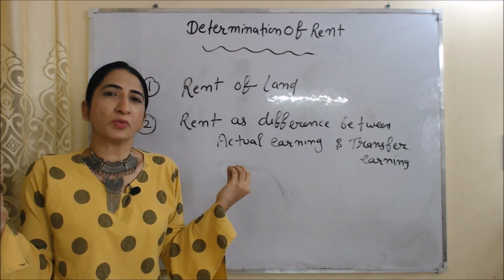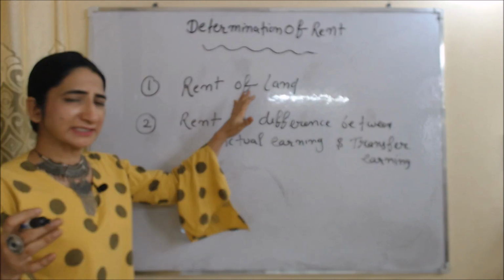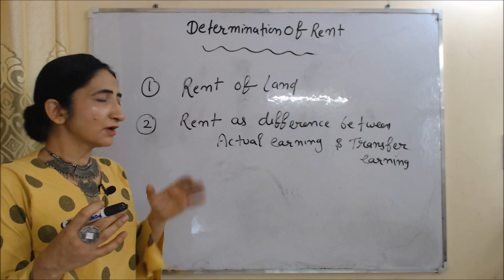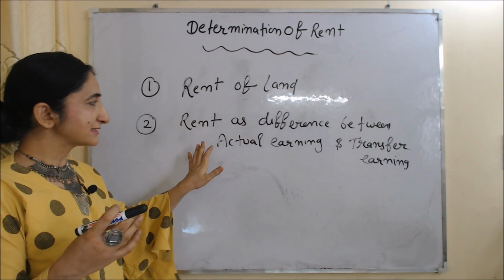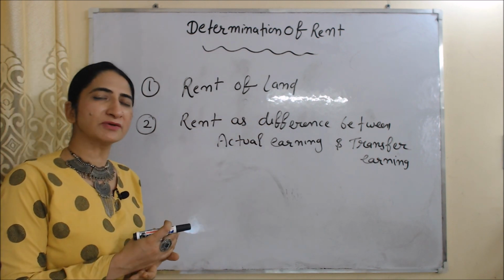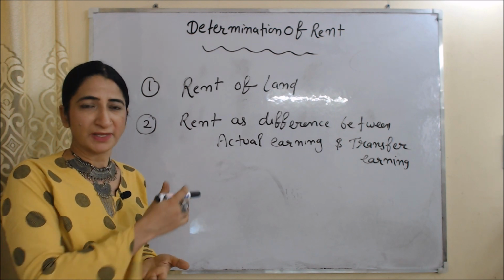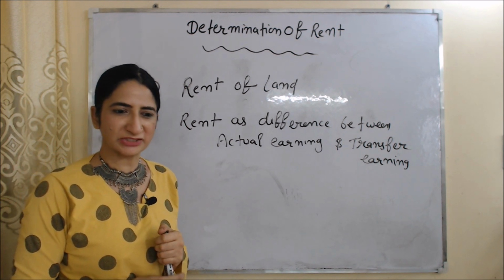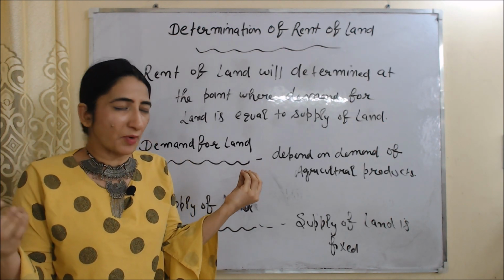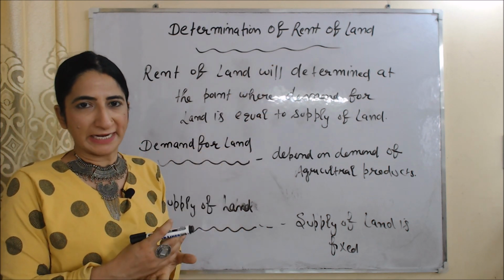Now we are going to talk about determination of rent. This theory determines rent in two forms. First is rent of land. Second is rent as a difference between actual earning and transfer earning. One by one we discuss each. So firstly we are going to talk about determination of rent of land.